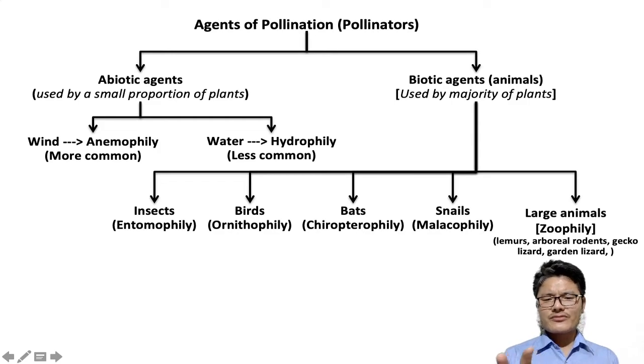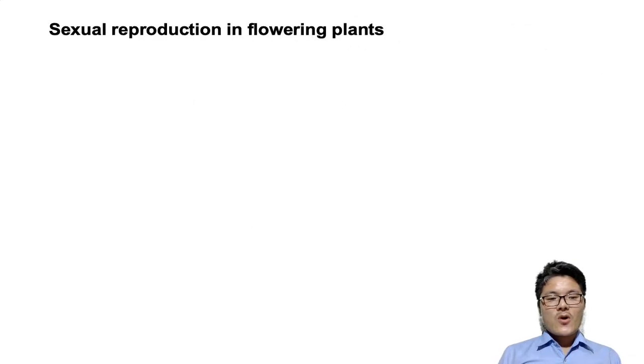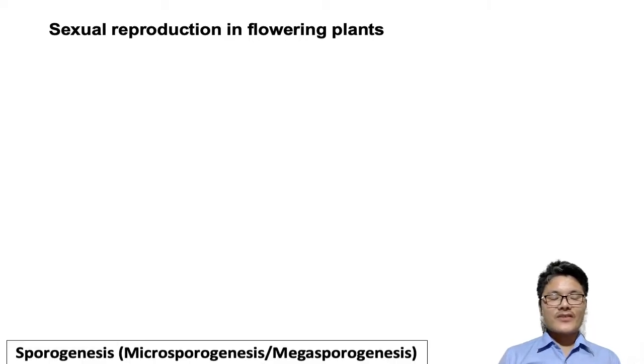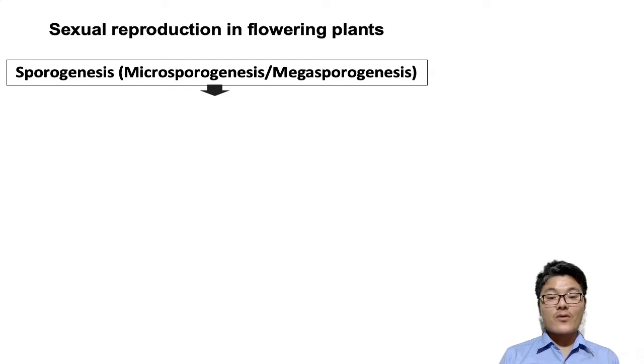So you have to just remember that you should have an idea regarding pollinators. No need to learn the entire technical term, but you can keep it in your mind if you are interested. So how does sexual reproduction occur in plants? First, it's important to produce male gametes and female gametes.